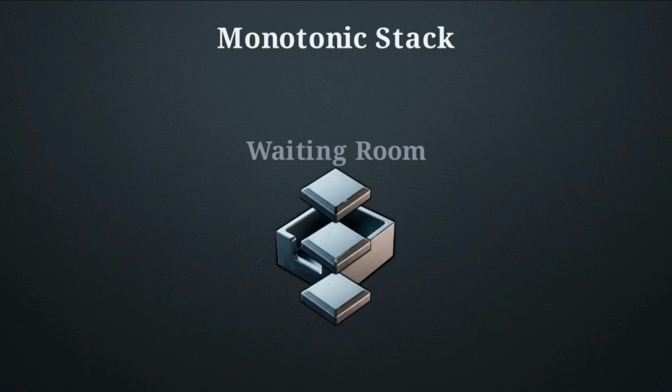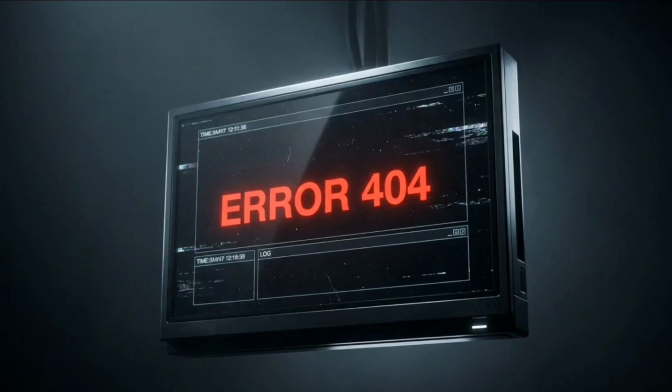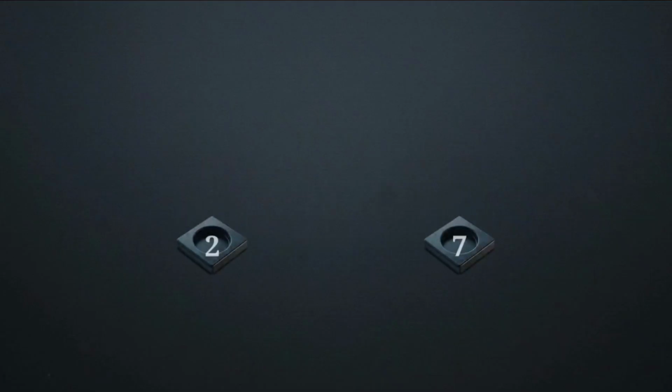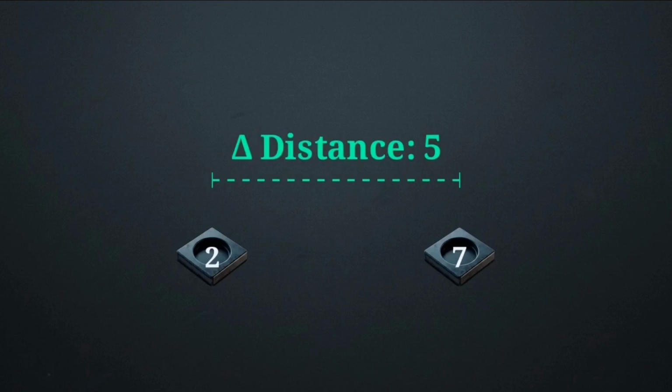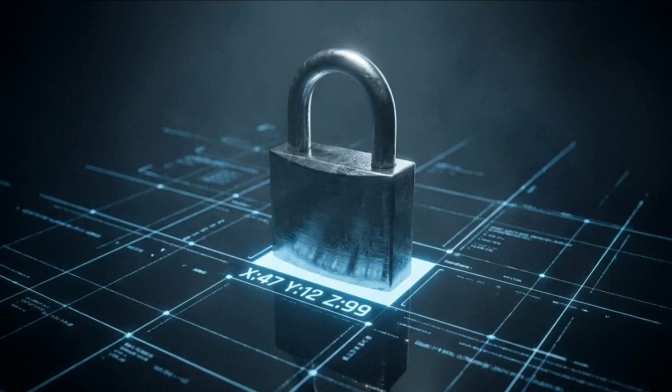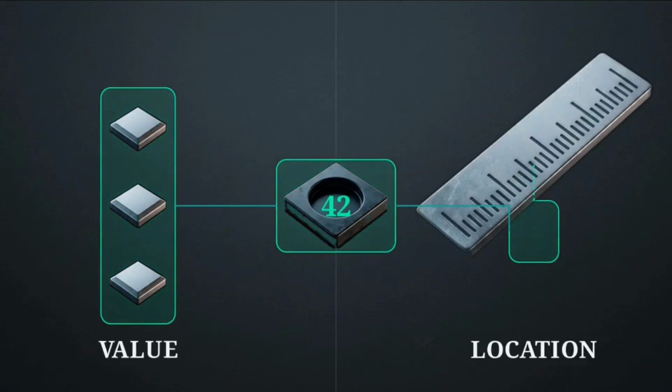But there's a trick. Instead of storing raw volume, the stack stores array indices, coordinates like day 0, day 1, and day 2. Storing the raw value only tells you what the problem was. Storing the index preserves the positional context, allowing the algorithm to calculate the exact distance between two events. This makes the index a more robust design choice. It gives the algorithm dual access to both the value of the spike and its specific location on the timeline.